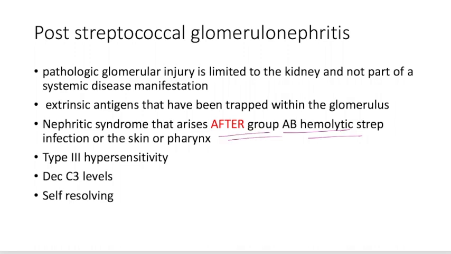So you have to be exposed. And then we would get extrinsic antigens that are trapped in that glomerulus. This is considered a type 3 hypersensitivity. We would have decreased complement 3 levels. It is usually self-resolving. This syndrome usually has an acute onset and is caused by inflammatory lesions within the glomeruli.